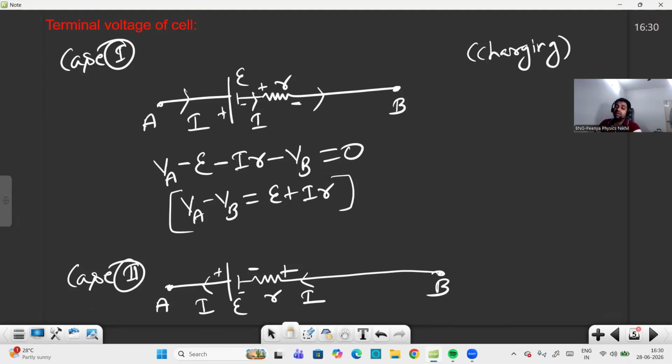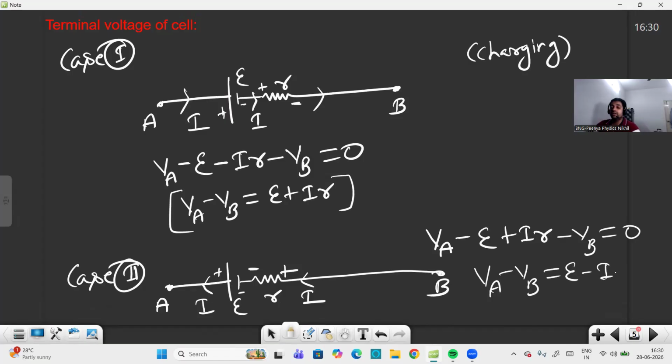Now you will start from A. You can start from B also, you will get the same answer. For example, if I start from A, as I told you, first we write VA, and where we start, we keep it plus. Then we go plus to minus, then minus E, then minus to plus means IR. Correct. Then finally, till B, so minus VB equals 0. So we write VA minus VB equals E minus IR. Correct. So here the potential difference between the terminals of the cell is less than the EMF of the cell.